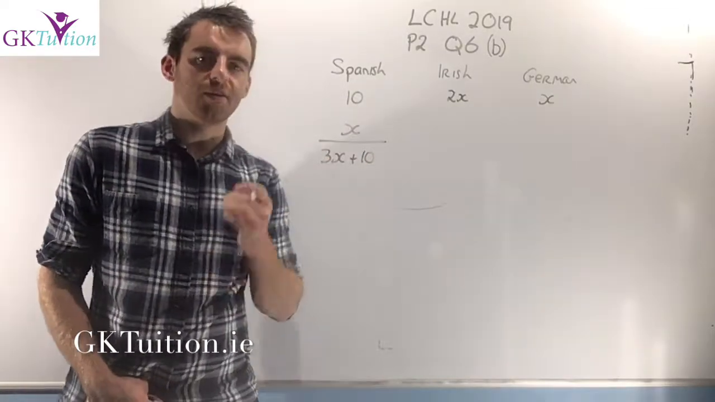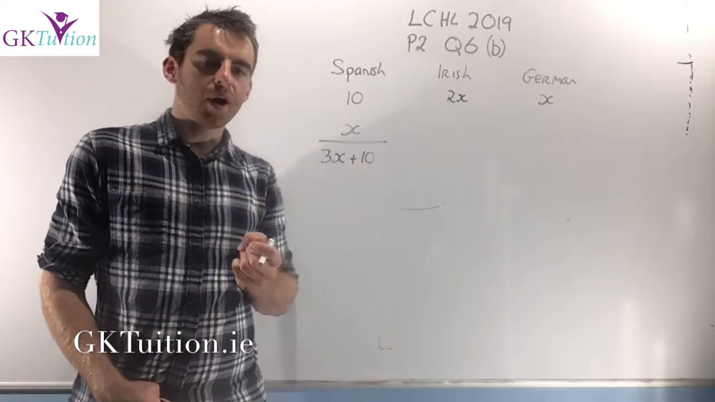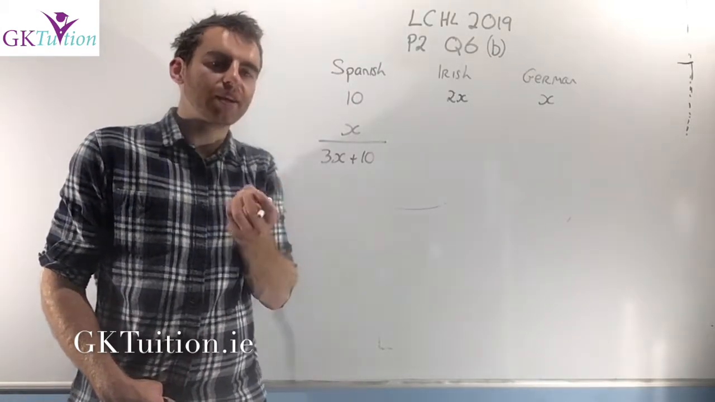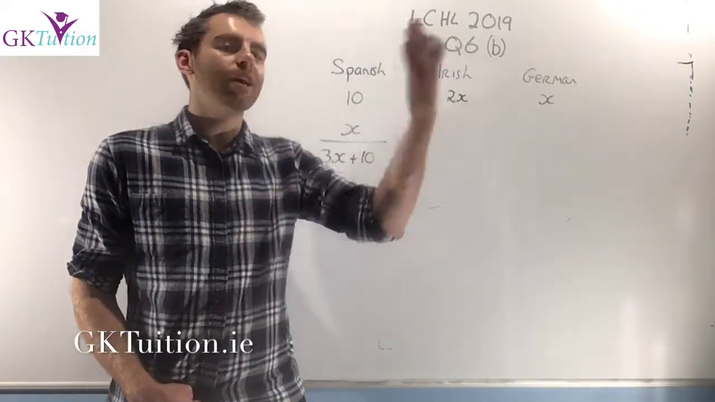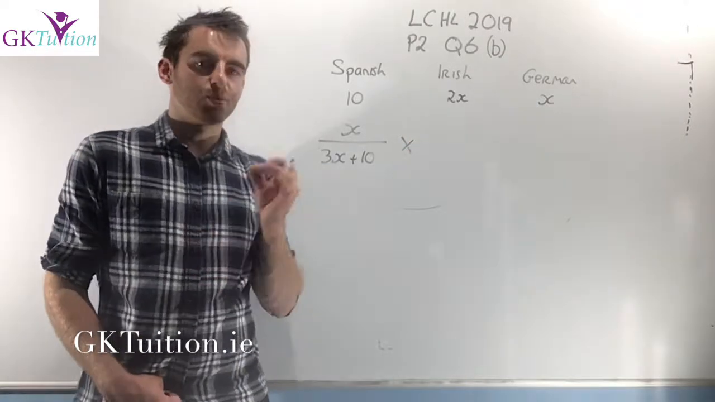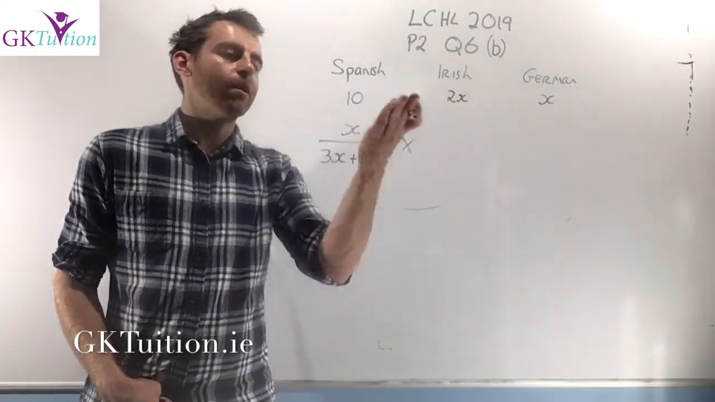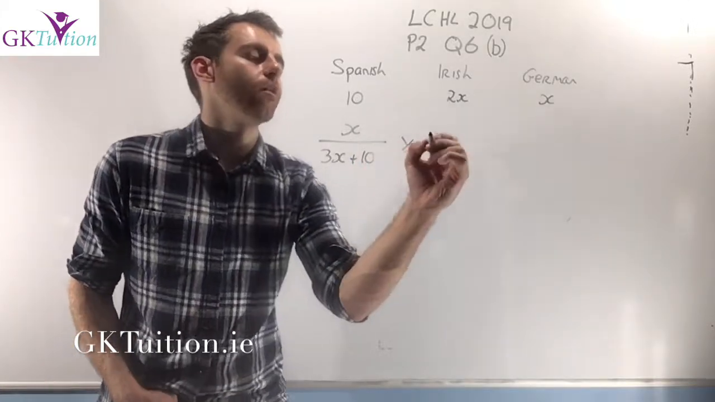That's the probability the first child selected would be German. Now I need to work out the probability the next child is not German. Remember that there's one less German child now, and I need to work out the probability the next one is not German. There's the same amount of Irish and Spanish, so the probability the next one is either Irish or Spanish.